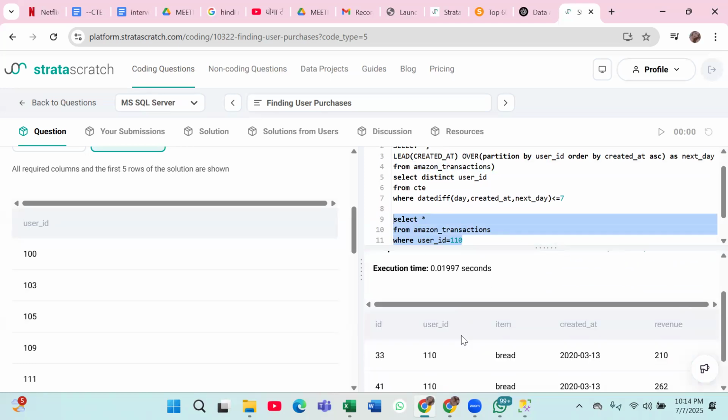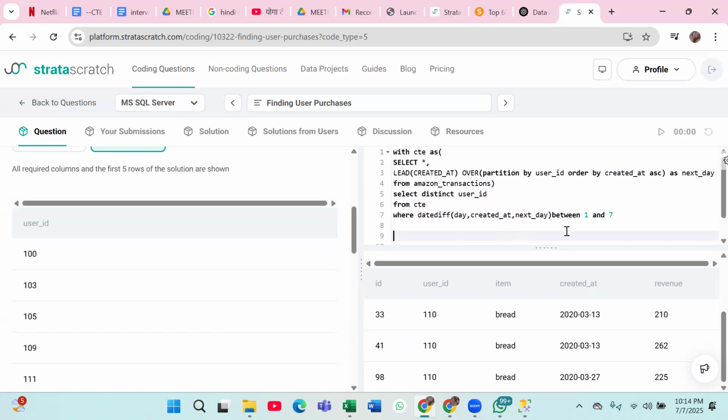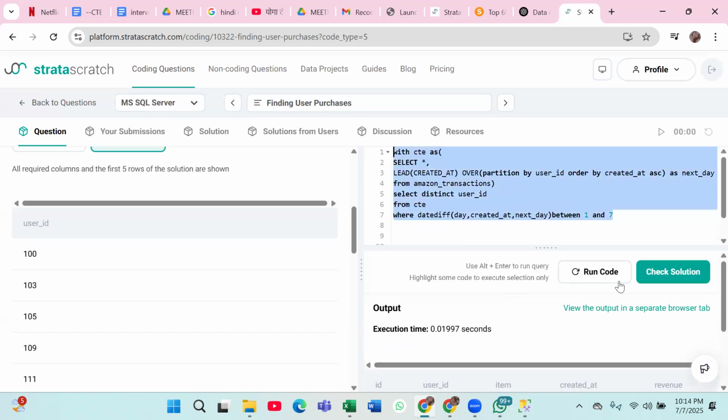I'll run my code. So is the purchase within 7 days? Okay. It is also mentioned that if it is the same day, that is also ignored. So I can say that it should be between 1 and 7. Does that work now? Do let me know if that's okay. Now it will be 1 and 7.